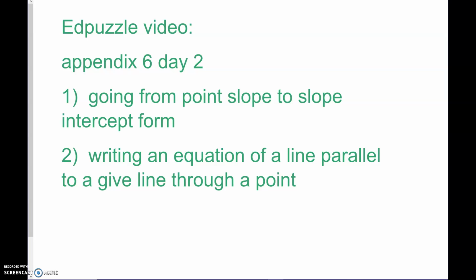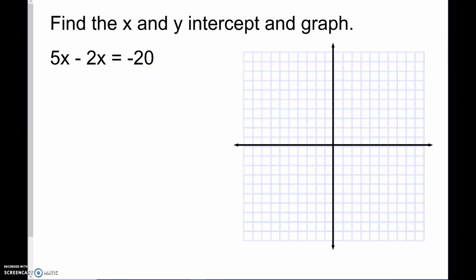We're going to do an Edpuzzle video and we are talking about the Appendix 6, and this is our day 2. So the two main things we're going to be talking about are going from point slope to slope-intercept form and then writing an equation of a line parallel to a line through a given point. All right, let's begin. So we're going to review a couple questions here first.